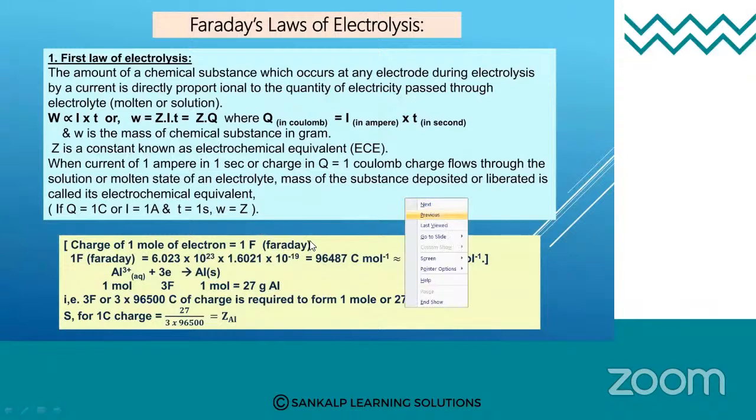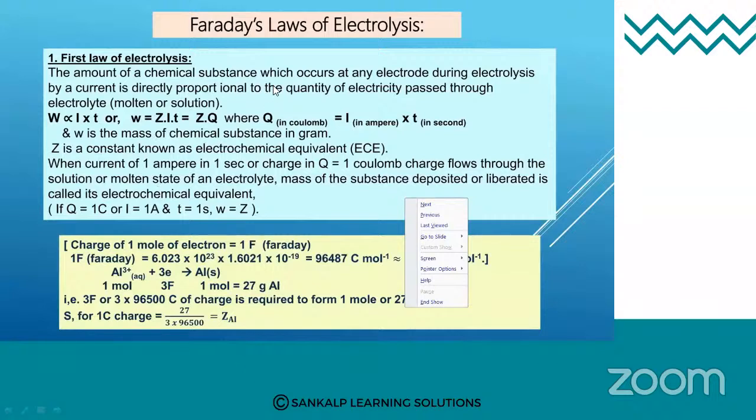Faraday's law of electrolysis is a quantitative way of determining the electrolysis process. It is given in two laws. The first is Faraday's first law of electrolysis, and the second is Faraday's second law of electrolysis. Important, mark this as important.